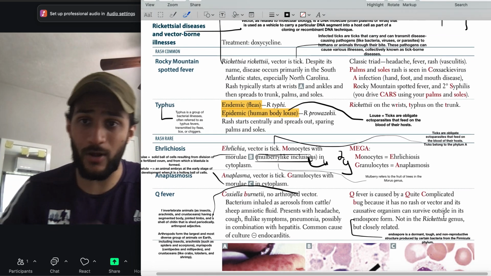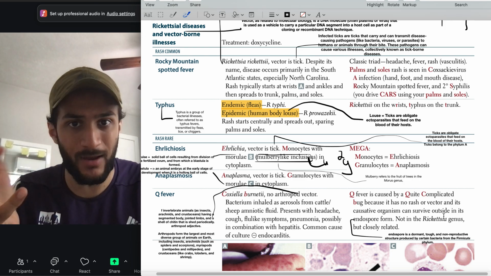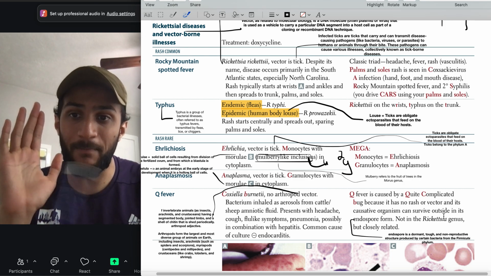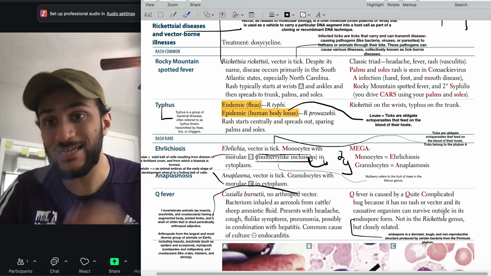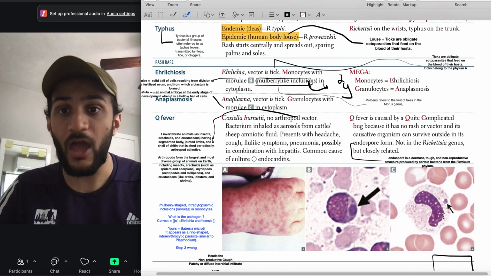Guys, I'm just going to recap this over here. Rocky Mountain spotted fever. The vector is a tick, which is anything that transmits a disease, bacteria, virus, a parasite. It's going to be involving the palms and soles. So guys, typhus. So Rickettsia typhi and Rickettsia prowazekii involves the trunk. It starts from the trunk.